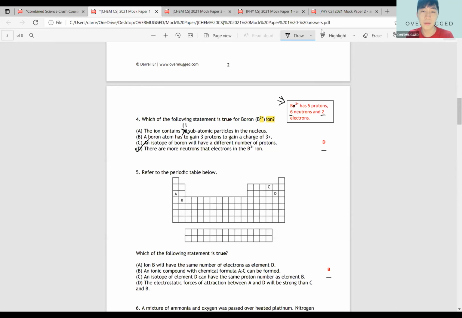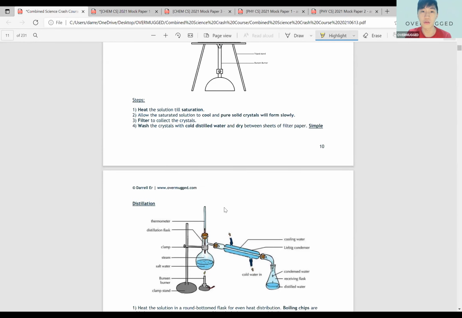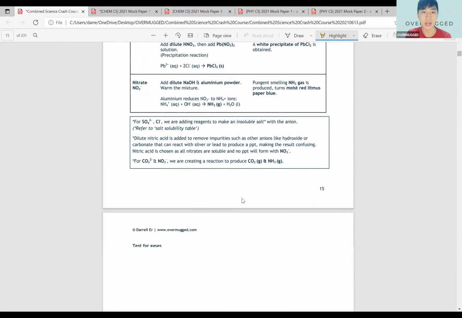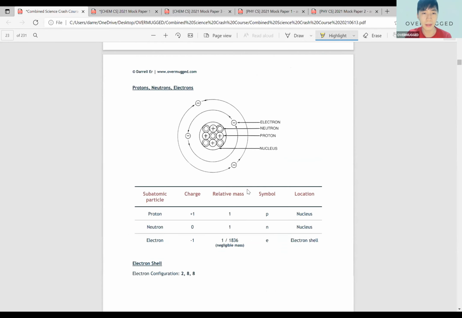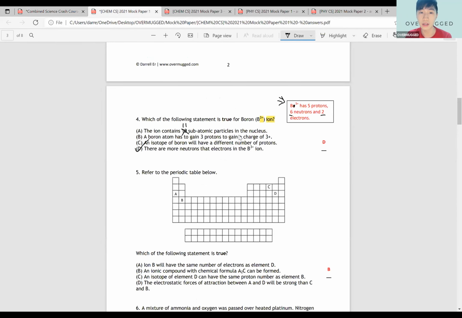What does subatomic mean? Subatomic means we have an atom, and inside the atom is what we call subatomic particles. In conclusion, there are only 3 subatomic particles that you're required to know. What are they? They are your protons, neutrons, and electrons. Where do you find this? Under atomic structure, subatomic particles, there are exactly 3 of them. Only your proton and your neutron are within your nucleus. The electron lies on the electron shell.